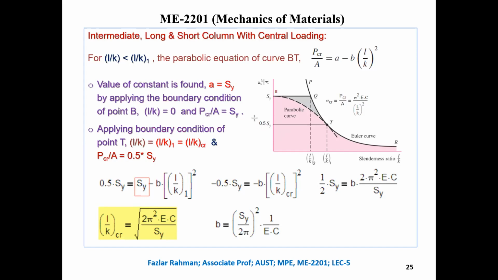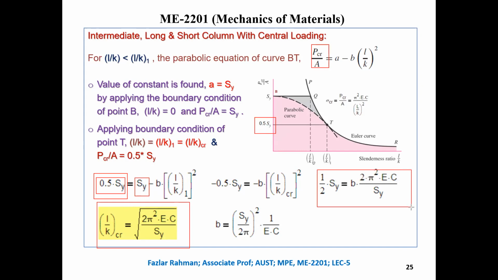And what is the stress? 0.5 SY. This P critical over A equals 0.5 SY. Then L by K1 squared. Actually, L by K1 and L by K critical are the same, that we already figured out right over here. Now, this value you put over here. Then you just simplify the equation, you get the value of B. So now we see we got the value of B, we got the value of A. These two values, you put them right over here, and you will get the equation.